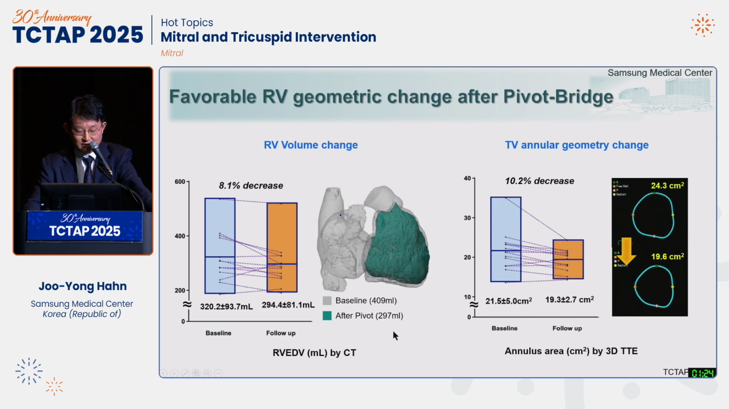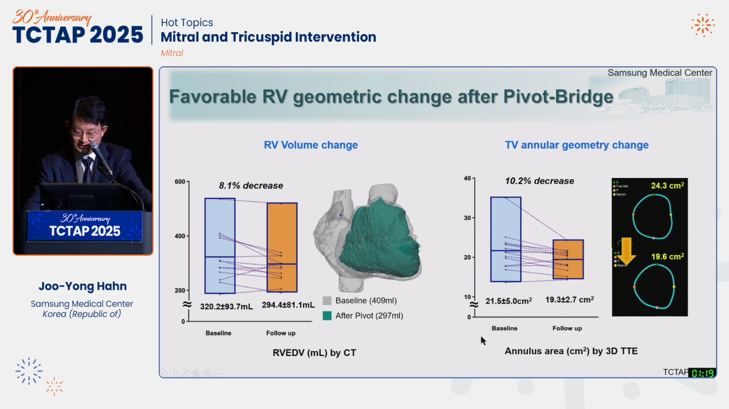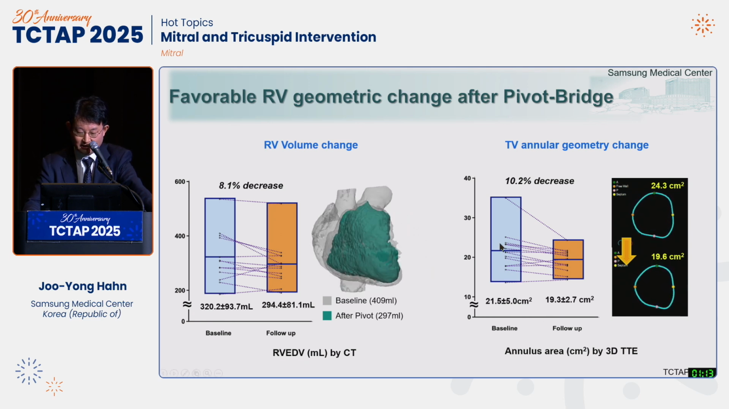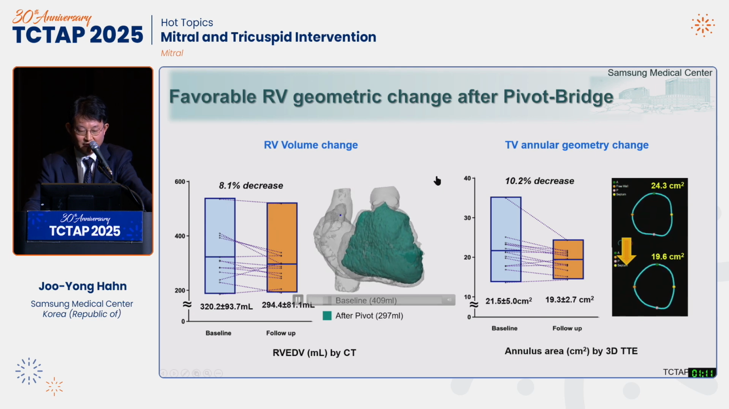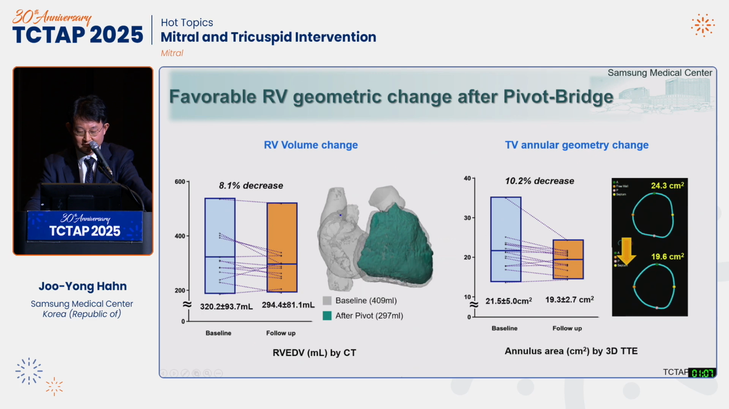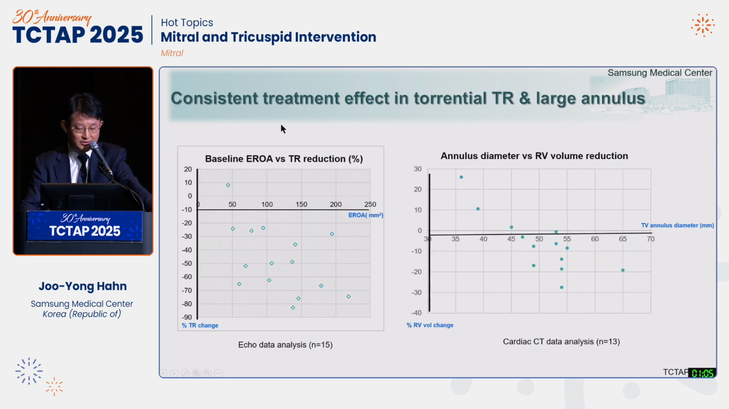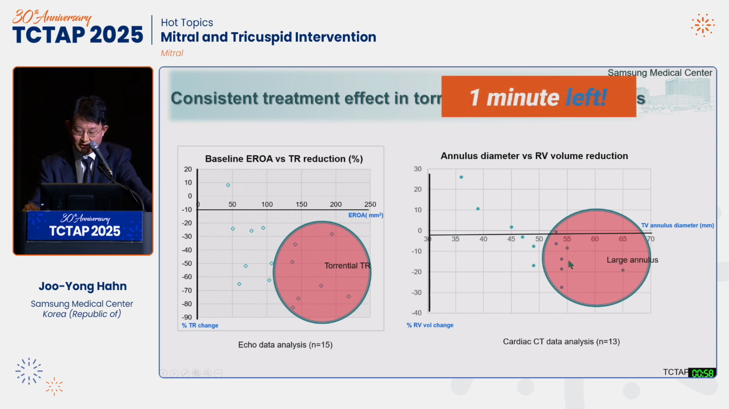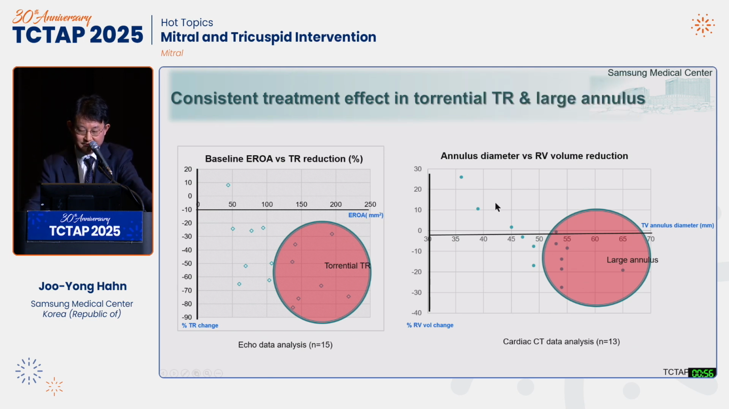CT shows LV end-diastolic volume decreased by 8%, and the 3D TTE showed the annulus area decreased by 10%, suggesting favorable RV geometric change after Pivot Bridging. The treatment effect of Pivot Bridge was consistent in patients with torrential TR and those with large annulus.